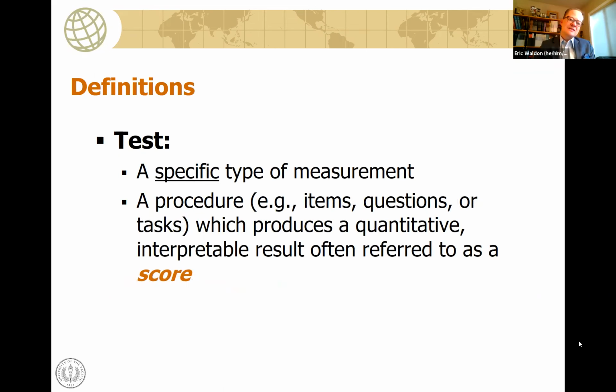Another term we use in assessment is test. Test is a very specific type of measurement. It's a procedure that might use things like test items or questions or perhaps specific tasks, which produce a quantitative and ultimately interpretable result, and we call these scores. So tests result in scores, and so scores, therefore, are a type of measurement.